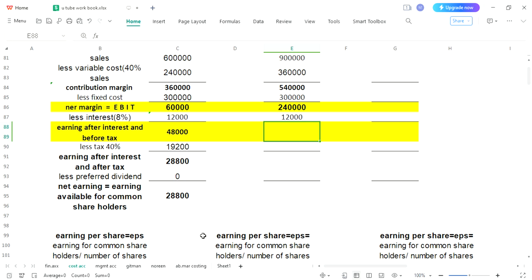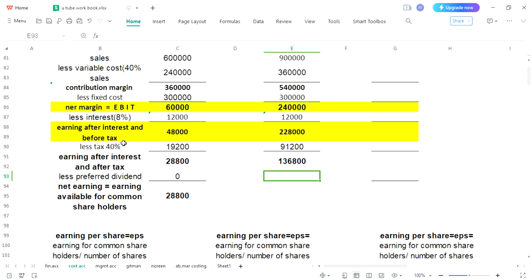after which we will calculate earning after interest by subtracting interest from EBIT. 240,000 EBIT, amount of interest 12,000. Income after interest has been calculated to 228,000. After which we are now open to calculate our tax. Previous income 228,000 and rate of tax is 40%. Just calculate it and we have got our tax. Earning after tax would be calculated by subtracting amount of tax from previous earning. 228,000 previous earning and amount of tax is 91,200. So we have got our earning after tax.